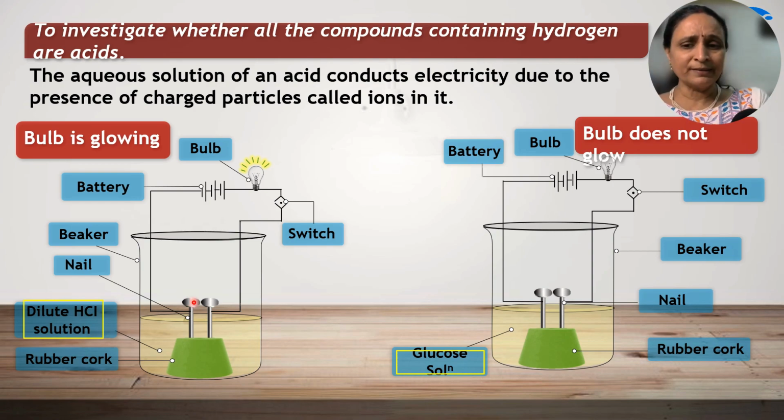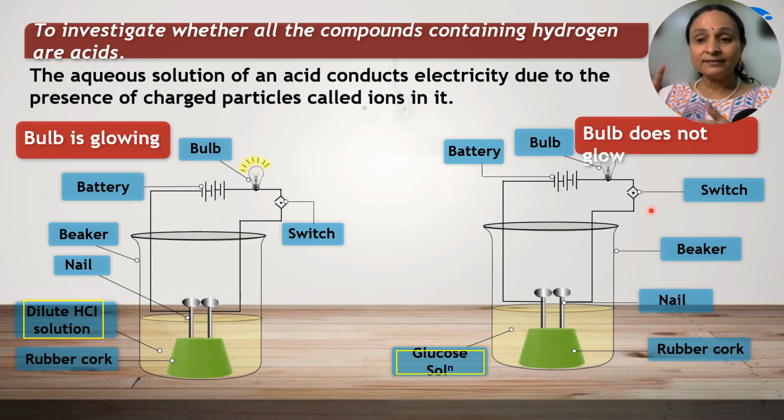Same experiment, but this time we are going to do it with glucose solution. You have got a glucose packet in your house, right? Take that glucose, a spoonful of it, put it into water, and you will get glucose solution. The glucose solution is now put into this beaker. The same experiment is carried out again. Though when you switch on the switch, the bulb should glow, it is not glowing. What does this mean? It means that this solution did not conduct electricity. Why did it not conduct electricity? Because it did not have any ions in it.